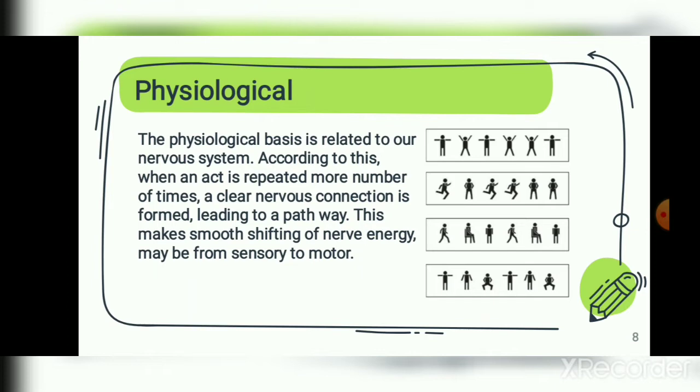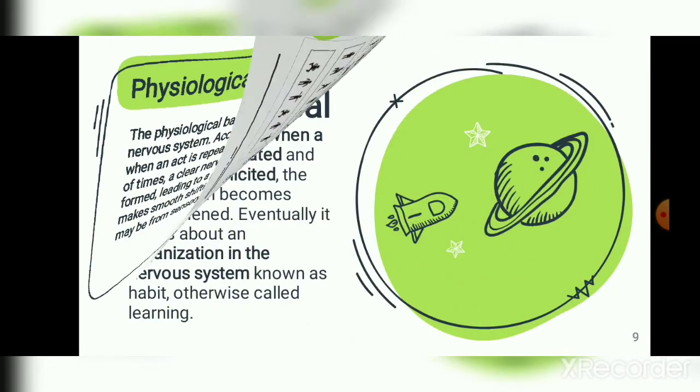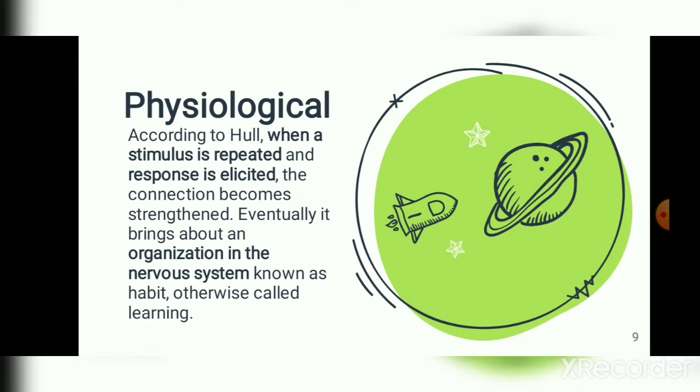The physiological basis is related to our nervous system. According to this, when an act is repeated more than one time, a clear nervous connection is formed, leading to a pathway. This makes nerve energy shift, maybe from sensory to motor. According to Hall, when a stimulus is repeated and the response is elicited, the connection becomes strengthened. Eventually, it brings about an organization in the nervous system known as habit, otherwise called learning.